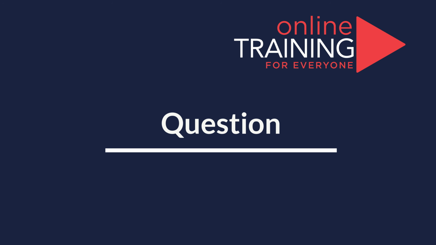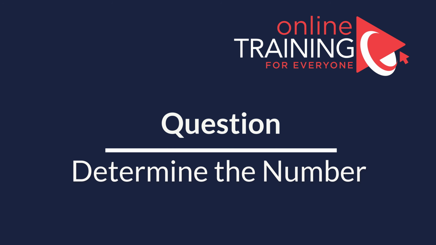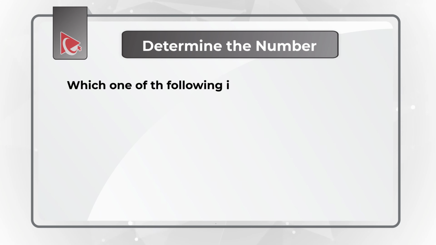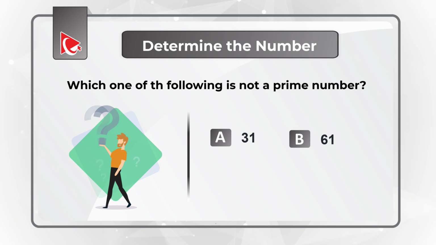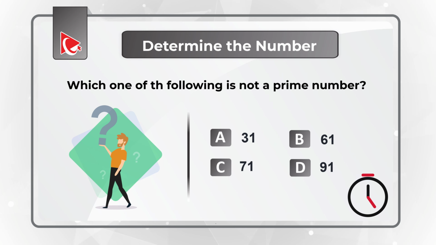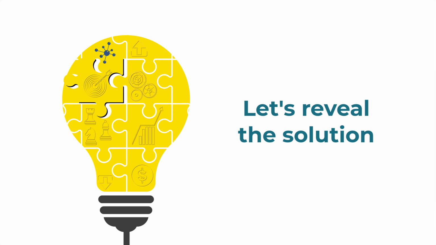Here's an interesting question where you're presented with a set of numbers and you need to determine which number is not a prime number. You have 4 different choices. Choice A, 31. Choice B, 61. Choice C, 71. And choice D, 91. Give yourself a little bit of time, maybe recall the definition of prime numbers, and see if you can come up with the solution.